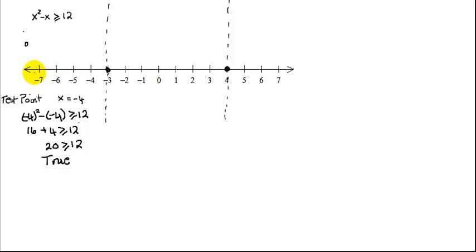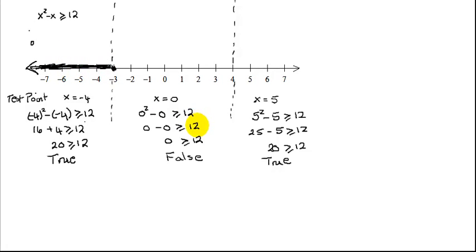So that means I want this region. I want the point negative 4 and anything to the left of negative 3 going all the way to negative infinity. Since the only places that this inequality can change from true to false is at the boundary points, all you test is one point in each region.